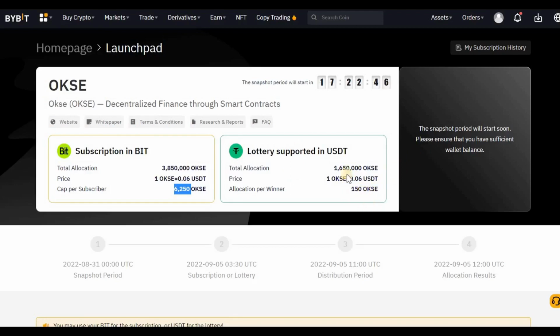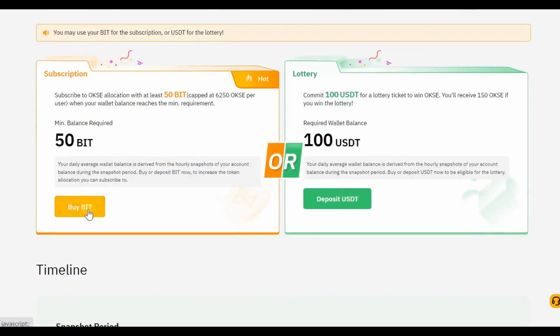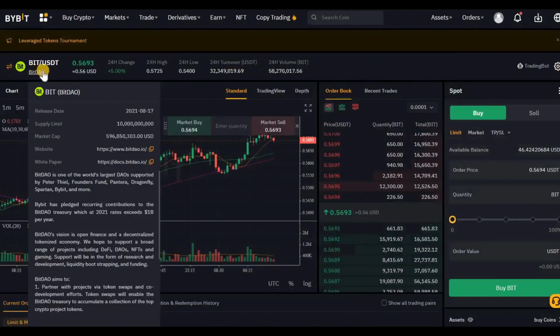So you can see right here that if you choose to subscribe using the BIT tokens, you're going to get more of this newly listed coin than when you use this lottery section. For me, when I choose to subscribe in this ByBit Launchpad, I always use the BIT token, and you can easily buy this on the ByBit exchange. If I scroll down, you can click on this button and buy the BIT token. You can see right here that the BIT DAO is currently trading at a price of 0.5693. 50 of these is roughly 29 USDT.